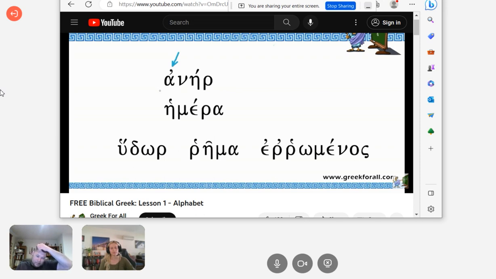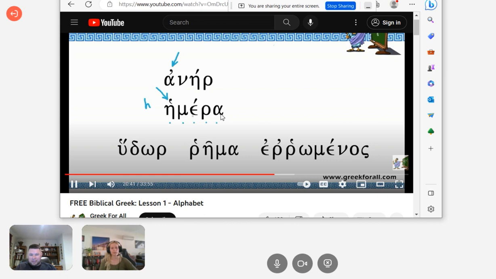In the second example, we have the rough breathing mark, the reverse comma, which means that we need to bring the sound h before this letter eta. First, let's name every letter in this word: eta, mu, epsilon, rho, alpha. We receive five sounds: e, m, e, r, a. But we do not read this word emera. Because of this rough breathing mark, we need to bring the sound h in front of this eta: hemera, hemera.